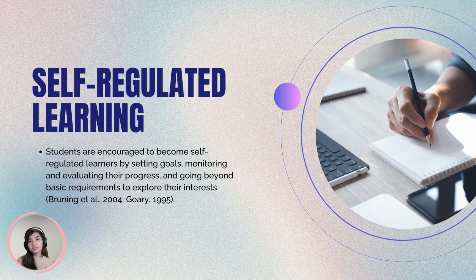Self-regulated learning refers to the process by which learners take control of their own learning activities. Students are encouraged to become self-regulated learners by setting goals, monitoring and evaluating their progress, and going beyond basic requirements to explore their interests. In my prototype, which involves learning Angular through continuous formative assessments like quizzes, multiple choice questions, and coding tasks, self-regulated learning is particularly important. Self-regulated learners use feedback to adjust their strategies and improve their understanding.